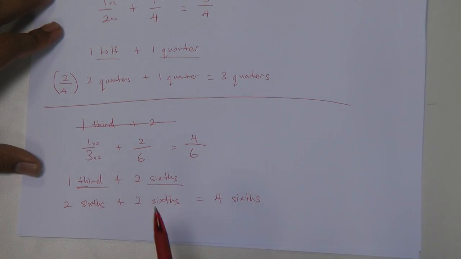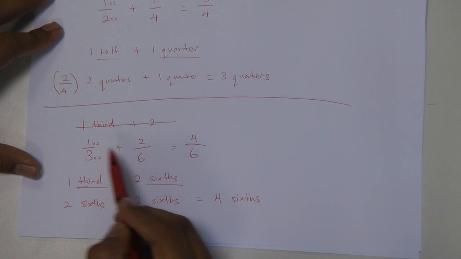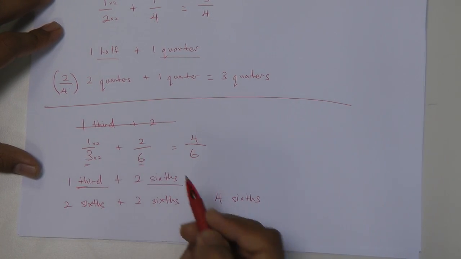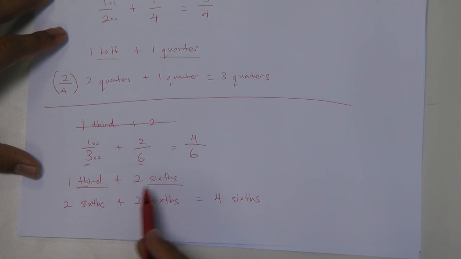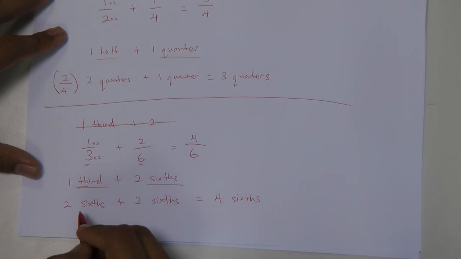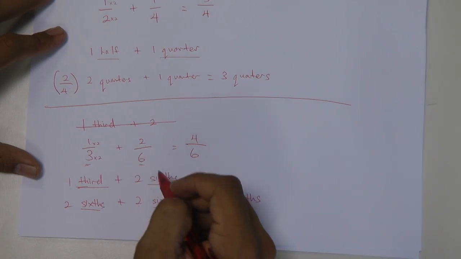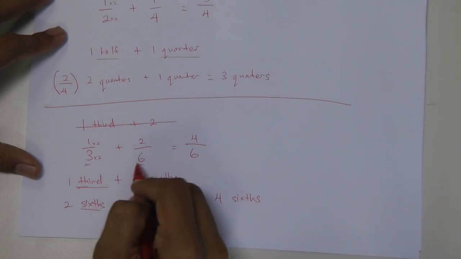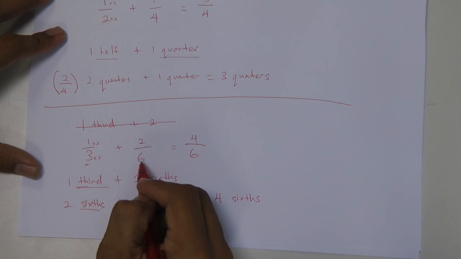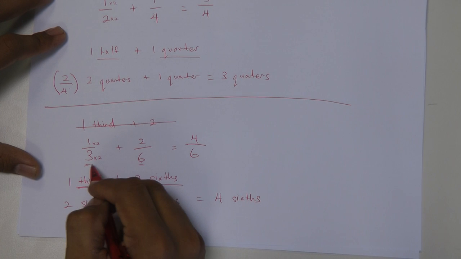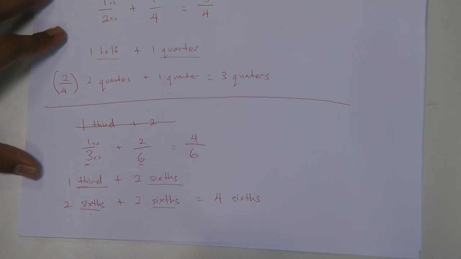Let's look at the second example here. So 1/3 add with 2/6. Again, because the fractions are not the same, thirds and sixths, I convert them to be the same, sixths. So now I have 2/6 and 2/6, I get 4/6. So how do I get 6? Because I look at 3 and I look at 6, I think 6 is a multiple of 3. Because 6 is a multiple of 3, I can multiply by 2 to get 6.